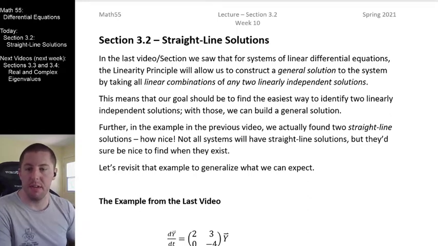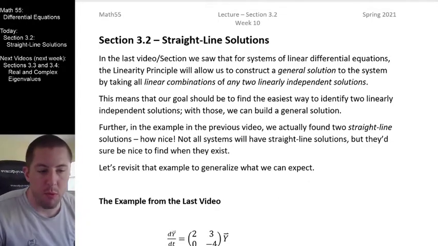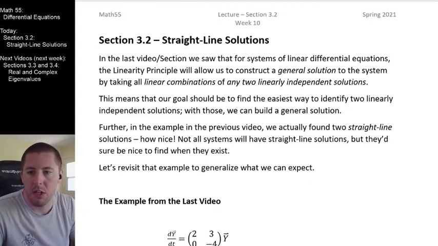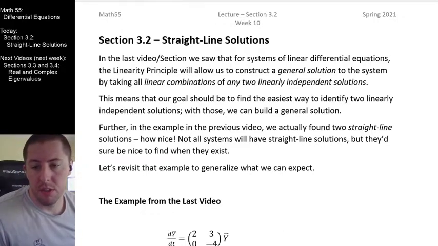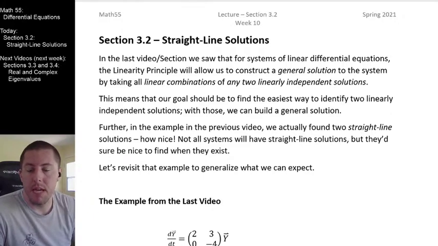We are here for our second video of week 10. We're going to look at section 3.2, where I'm making this video here today on March 30th. So today we're going to look at section 3.2, straight line solutions. And this is very much going to build off of yesterday's video.